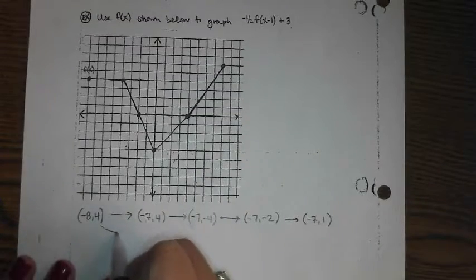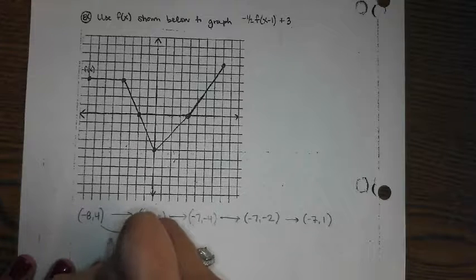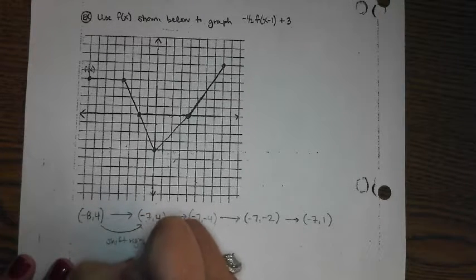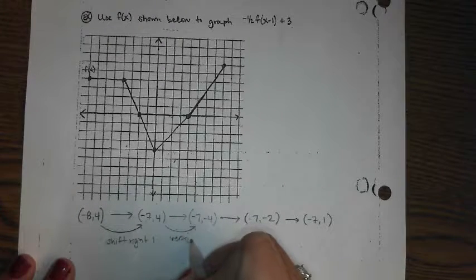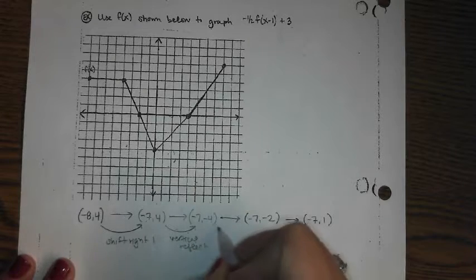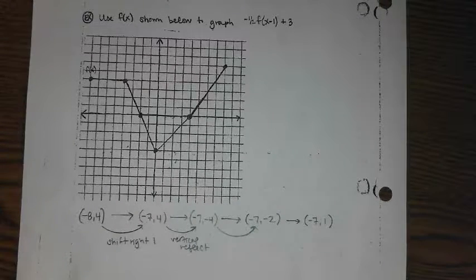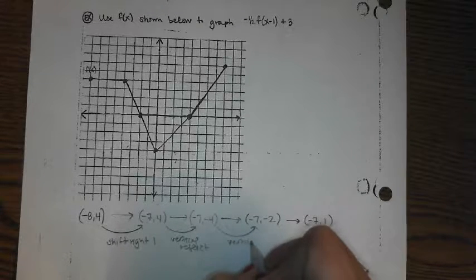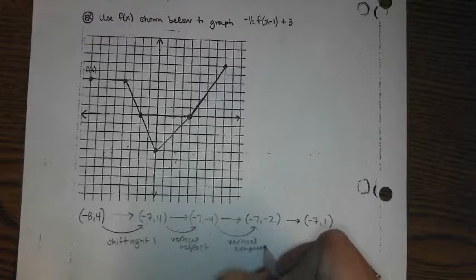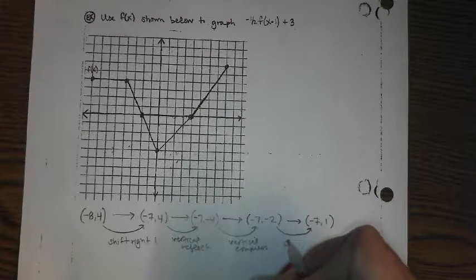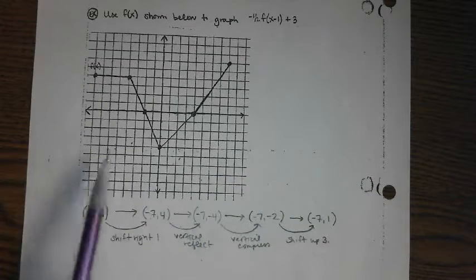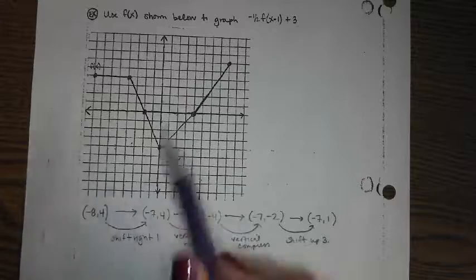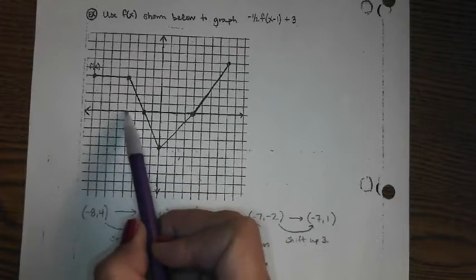So we can kind of show, there's our shift right. There's our vertical reflection. There's our vertical compression. And lastly is our shift up 3. So that's where that first point, -8, 4, is now going to be at -7, 1.